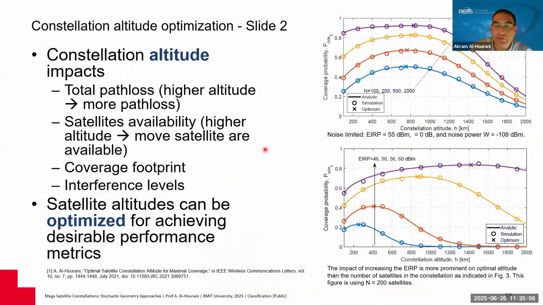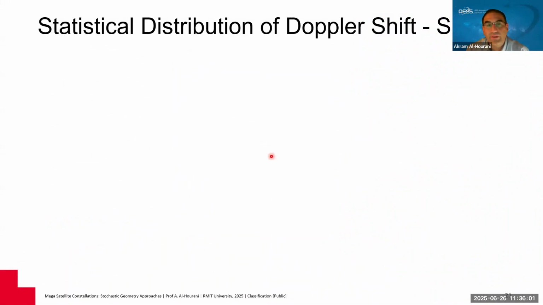So just using equations, you can get a very good start to the design of your constellation. Now, the other thing we are familiar with is the Doppler effect.